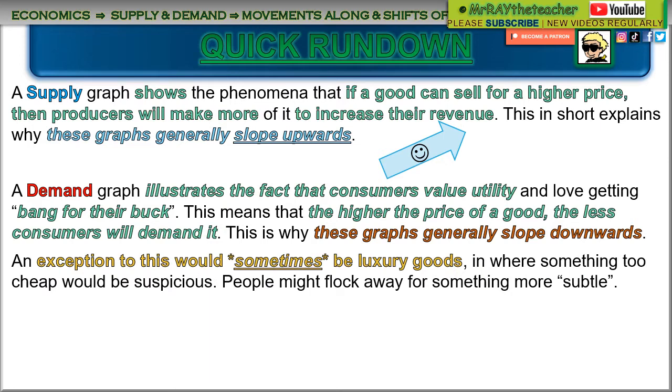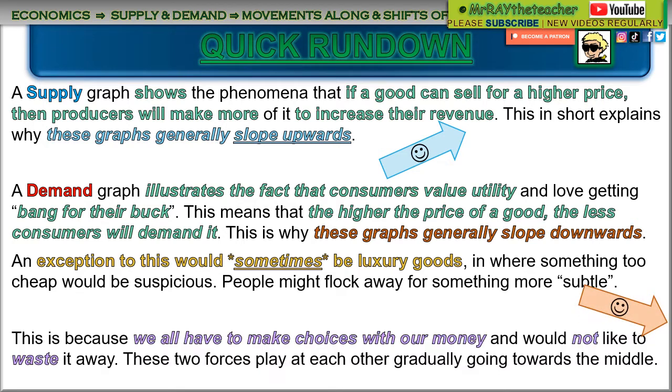An exception to the rule would sometimes be luxury goods, where something too cheap would be suspicious. People might flock away for something more sublime. And this is because with these graphs, we all have to make choices with our money and would not like to waste it away. These two forces are at play with each other, gradually going towards the middle.